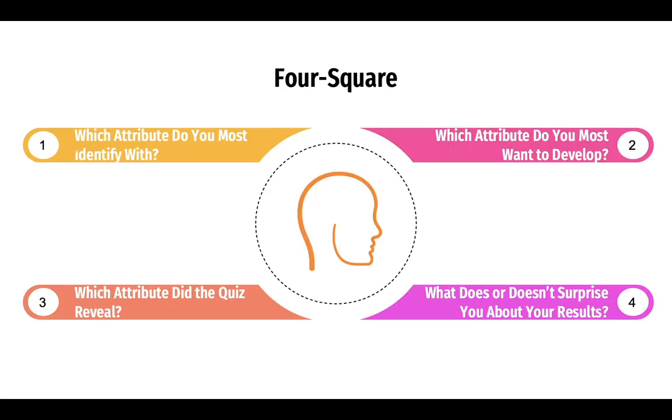Take a moment now to write down your answer to those questions. You can draw a quick sketch of 4 boxes, just like you see here on your screen. In the top left corner, write the attribute you most closely identify with. On the top right corner, write the attribute you most want to develop.